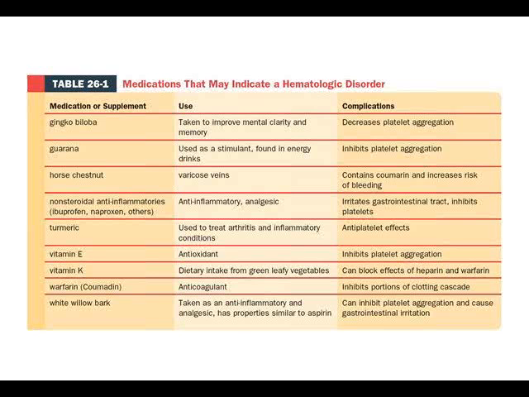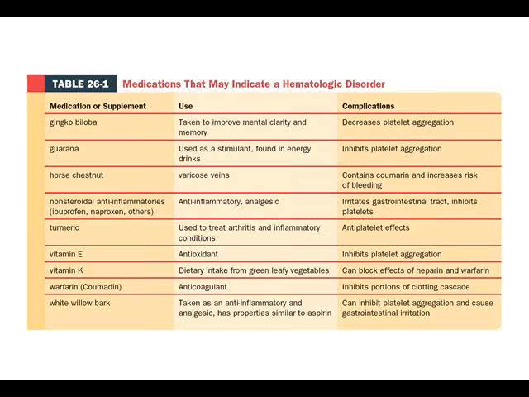Ginkgo biloba, used very, very commonly. It's supposed to improve mental clarity. Guarana, most of you guys, if you guys are into the energy drink worlds, all of your Red Bulls and whatnot usually have guarana in it. It can help, or it can inhibit platelet aggregation. Horse chestnut, it's used for varicose veins, causes increased risk of bleeding. NSAIDs, ibuprofen, naproxen, ketoprofen, irritates the GI tract, and it inhibits platelets.